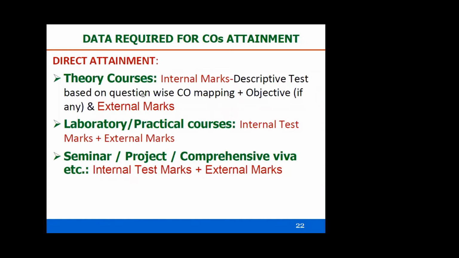These are all the data related to theory courses. For laboratory or practical courses, internal marks and external marks as per your evaluation. For seminar, project, comprehensive, etc., internal marks and external marks; if external is not there, only internal marks will be considered. Now, if you want to do a particular course attainment with your own hand, for tomorrow's session you can start doing this for whatever subject you handled earlier. Collect the internal marks, external marks, and the internal descriptive test question-wise marks. Then parallelly do the attainment, and you will get a clear idea.